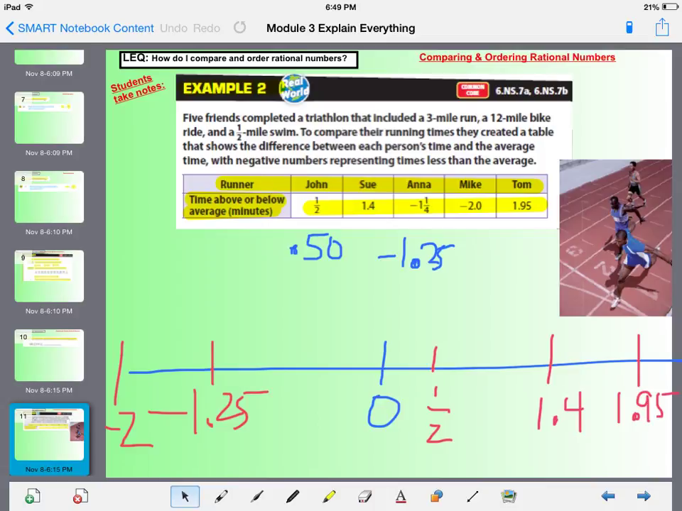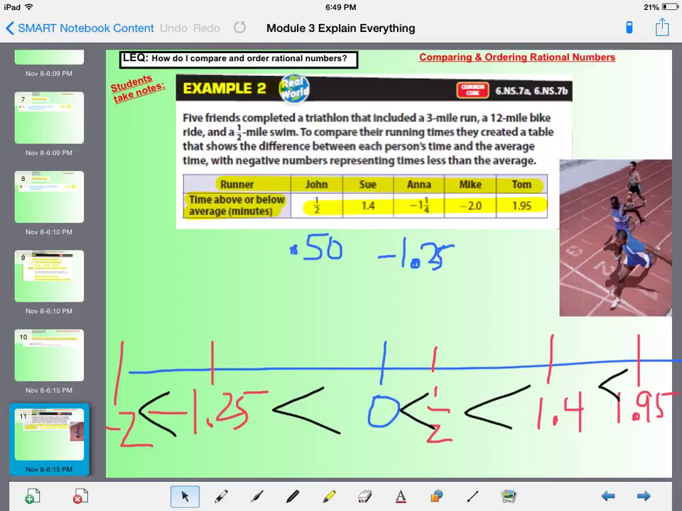So if we looked at this, they're asking us to order these to compare their running times. They created a table. And so we're going to go ahead and compare these runners. We see that -2 is less than -1 25 hundredths, which is less than 0. That's less than 1/2. That's less than 1 4/10. That's less than 1 95 hundredths.